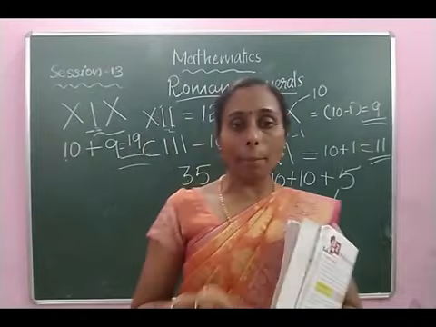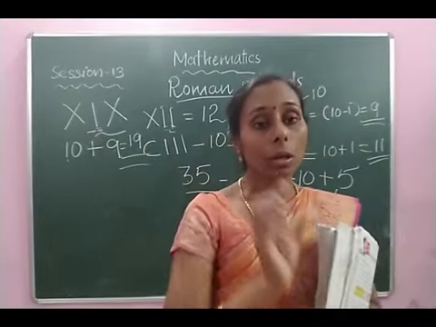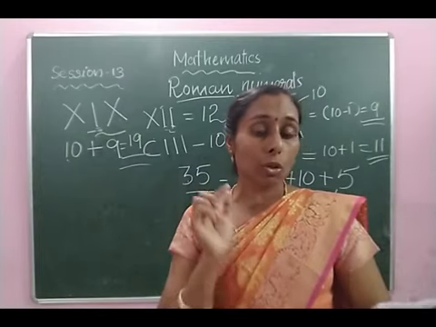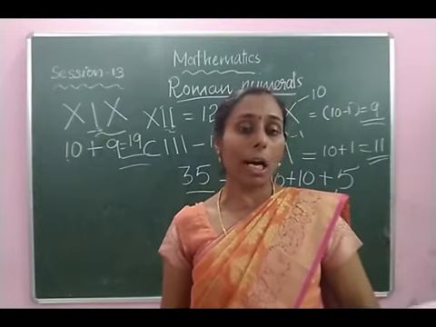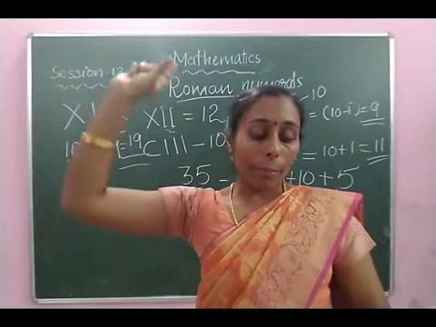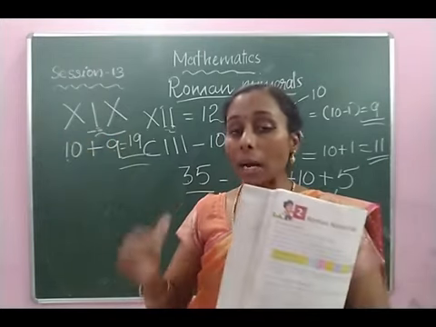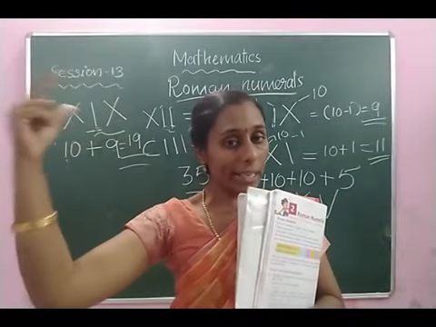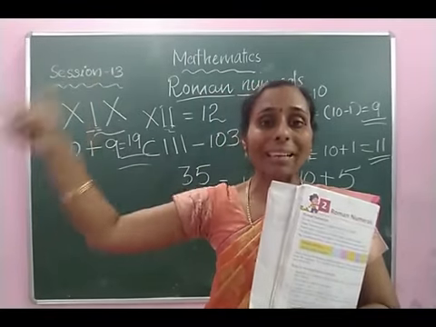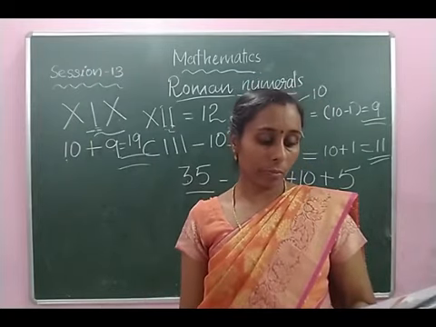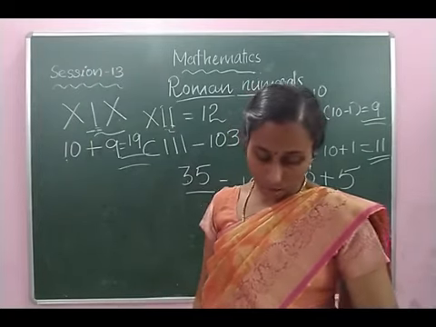When a smaller numeral comes between two greater values, it should be subtracted from the value of the larger value immediately after. Means after the smaller value, whichever greater value is there, from that greater value the smaller value should be subtracted. Okay, here now let's see that.